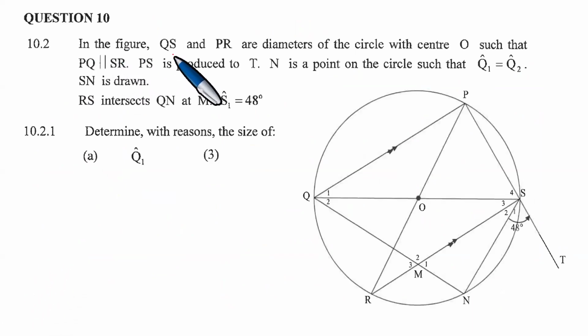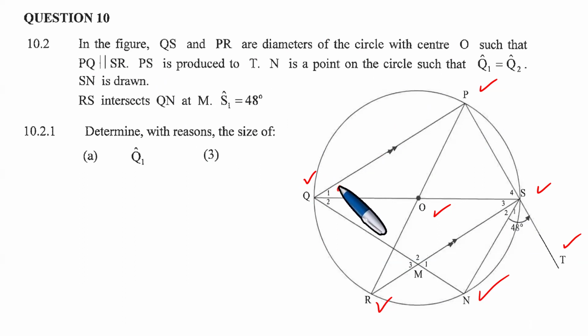In the figure, QS and PR are diameters of the circle with center O. Let's look at that. Here is Q, S, and here is P, R, diameters of the circle with center O, such that PQ is parallel to SR. PS is produced to T like this. N is a point on the circle such that Q1 equals Q2.